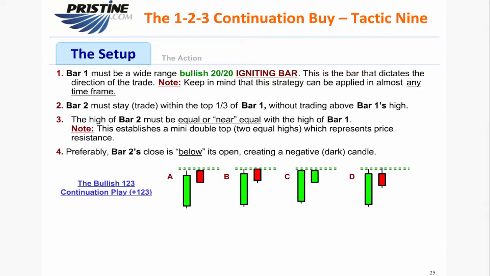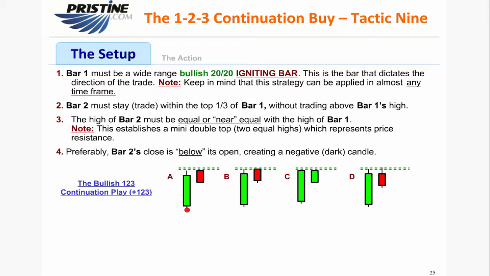The 1, 2, 3 continuation play. This is not just something that you would look for on a daily chart. This could be played on intraday time frames as well. So this is the only guerrilla tactic that you can actually play on a 1 minute, a 2 minute, a 5 minute, etc. So the setup is bar number 1 has to be a wide range bullish 2020 bar igniting a move, right? That's the key here. This is igniting a move. It's not ending a move.